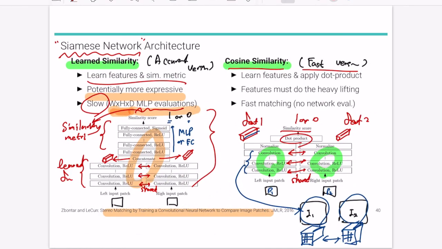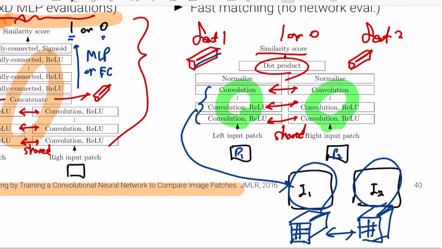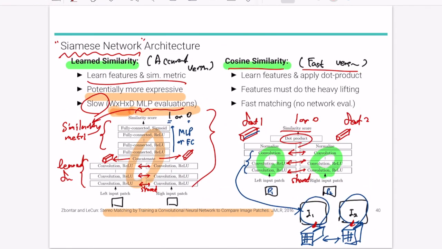So ideally, by using such a model, we directly compute the feature map with a single feed-forward neural network. In other words, we learn features and apply the dot product directly. So the features must do the heavy lifting, and it's going to be really fast. That's why the left one is called the accurate version, and the right one is called the fast version.